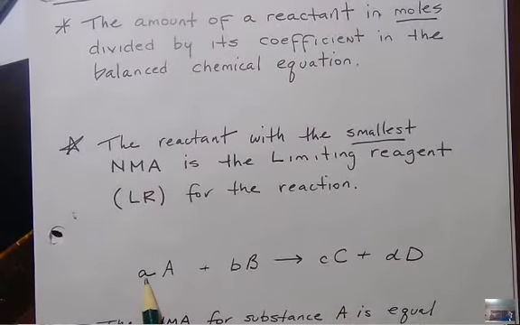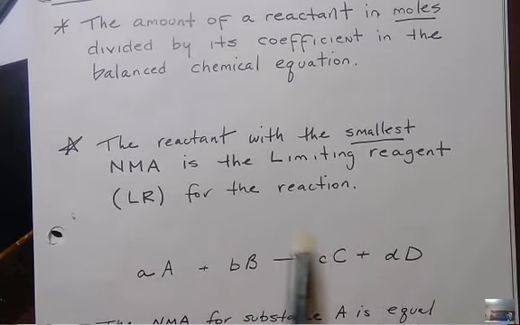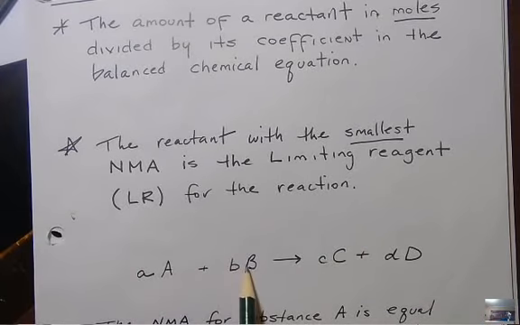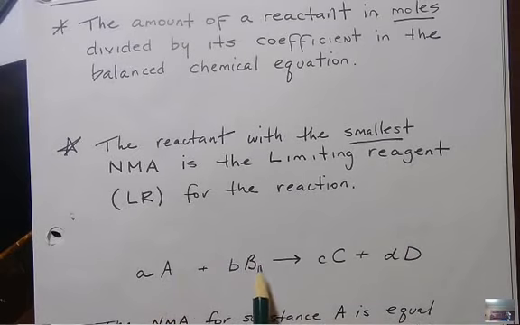Small a is the coefficient on the chemical A, small b is the coefficient on B, small c is the coefficient on C, and small d is the coefficient on D. So if I want to find out the normalized molar amount of any of these things, I take the moles of this divided by a, the moles of this divided by b, the moles of this divided by c, the moles of this divided by d. If I want to compare the normalized molar amounts of one with any other one, I just take those normalized molar amounts and look at them. Whichever is smaller, that one would be the limiting reagent.